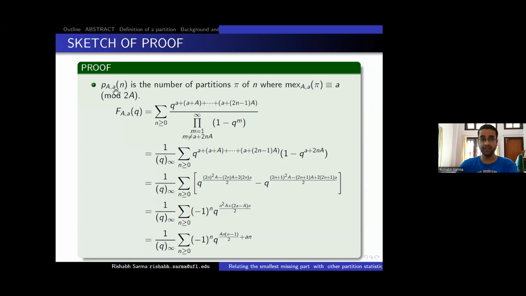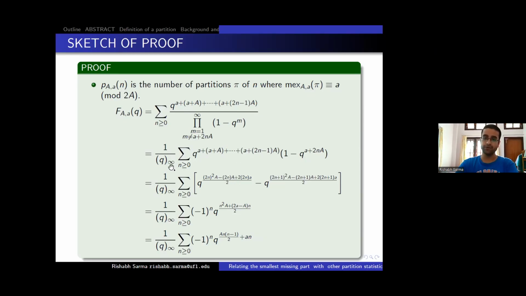I'd like to reiterate that P_{a,A}(n) is the number of partitions of n where the max is congruent to small a modulo twice capital A. So what happens is the max, which is not a part of the partition, looks like 2nA plus small a. So that is the part that is missing, so we do not include that part here. And since it is the smallest missing part, all the parts before that have to be included in the partition. That is exactly what happens in the numerator.